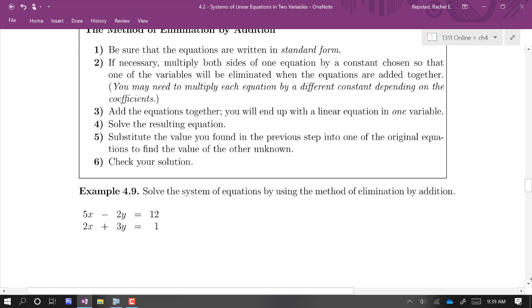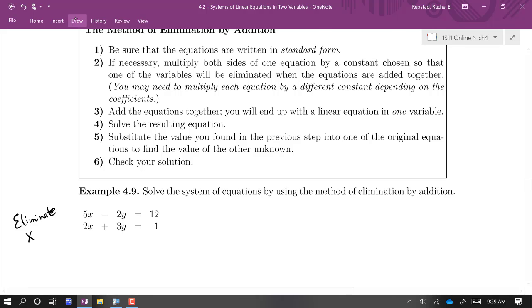All right. So let's say we decide to eliminate x. We could also choose to eliminate y. But I'm just picking x for this example.